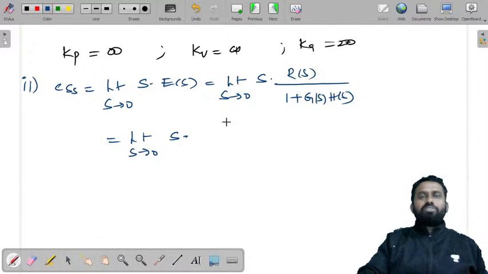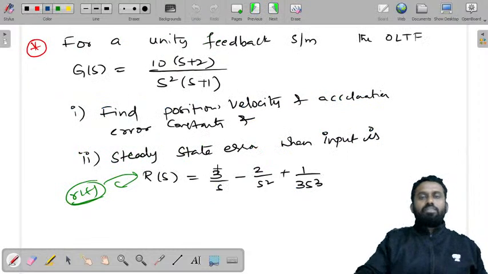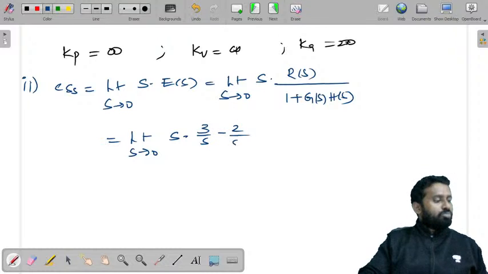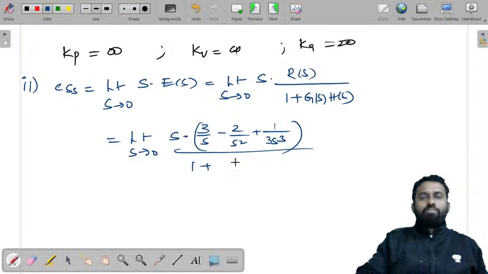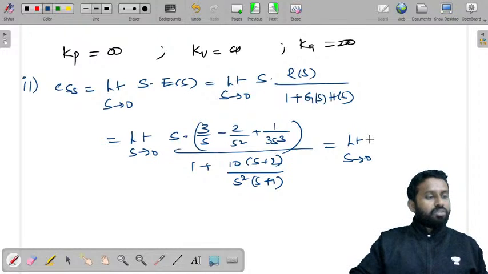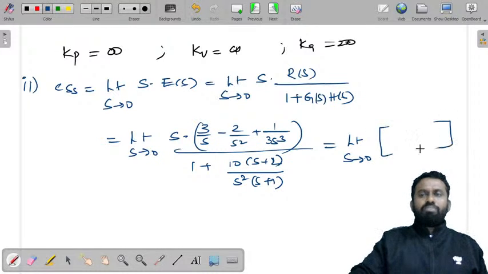s into what is R(s)? We are already given R(s) in the question. So this is R(s): 3 by s minus 2 by s square plus 1 by 3s cube, by 1 plus G(s), which is 10 into (s plus 2) by s square into (s plus 1). Now just try to simplify this and apply limit s tends to 0. You would get something like this. Just simplify this. I'm just trying to write the final answer, which is helpful for you.